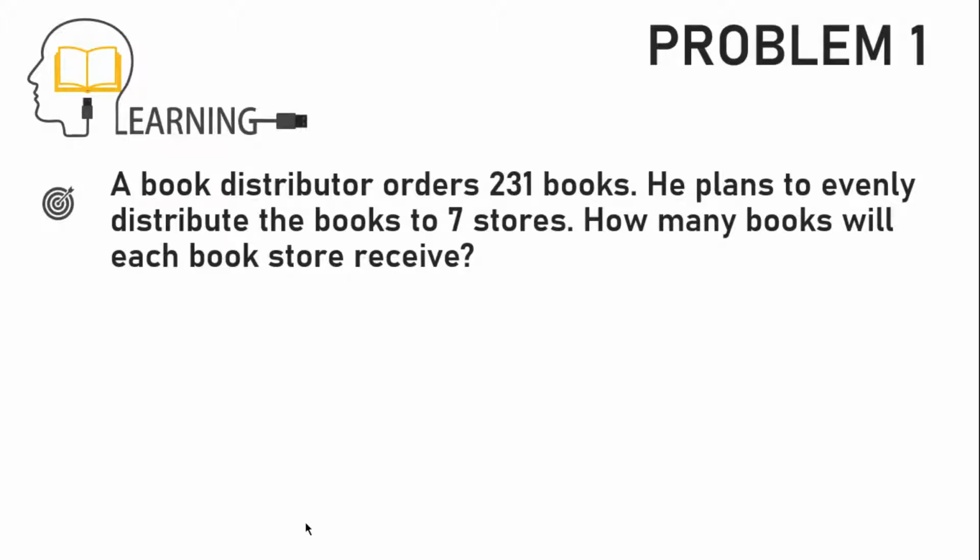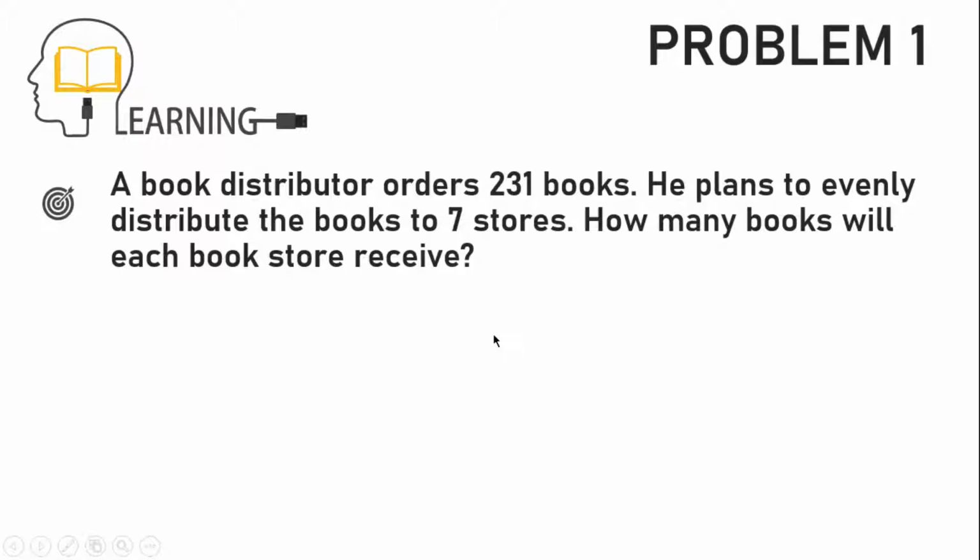So in this case, I have understood that there is a book distributor who has ordered 231 books. Now this man has 231 books and he plans to give every shop the same number of books. So there are 7 shops. So how many books is each shop going to receive? This is what I need to find. Now that I've understood my question, I will look at my data.